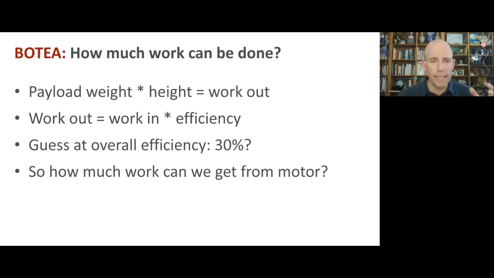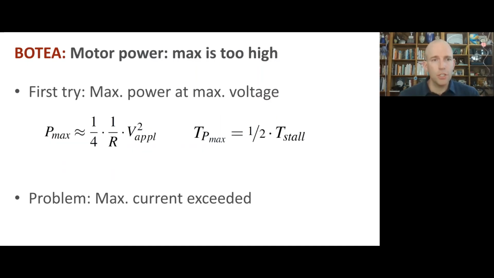So then the question really is, how much work can we get out of the motor? We want to get as much work as possible in the 3 minutes available. Well, one way to do this, and we saw this in Project 3, is to just try to get the max power at the maximum voltage. So we saw when we learned about our motor models that maximum power is approximately equal to 1 over the coil resistance times the applied voltage squared.